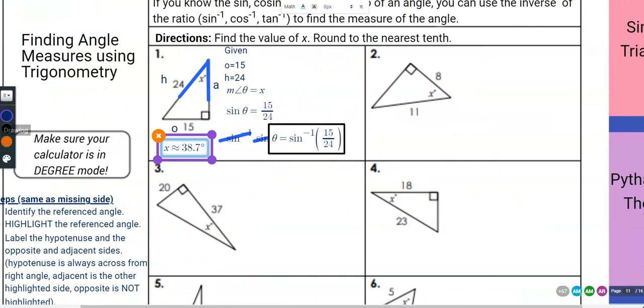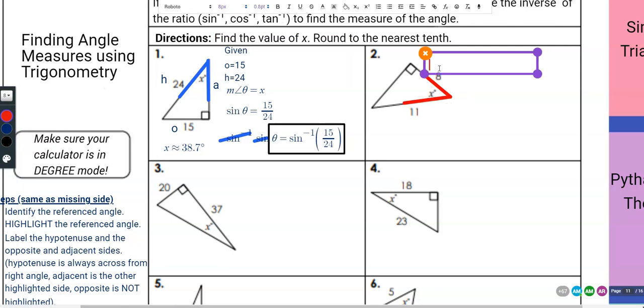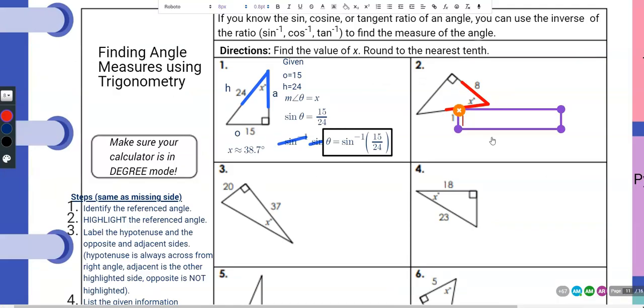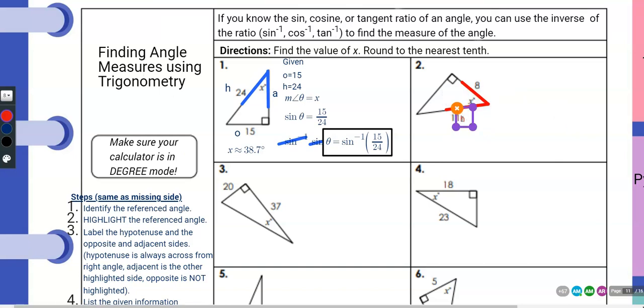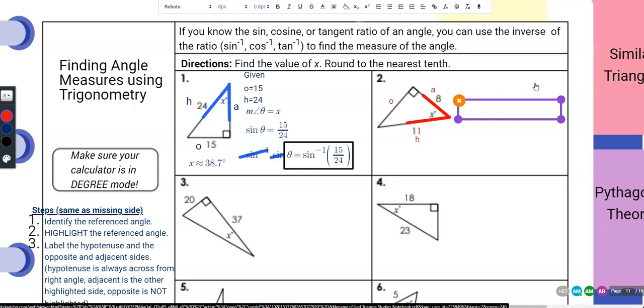Moving on to number 2. We're going to highlight the given angle. So we have this angle right here. We're going to label our sides appropriately. So again, our hypotenuse is, sorry about that. If you click too close to the top of the page, it will send you to the front. So our hypotenuse is across from the right angle, and therefore I'm going to label this side H. My other highlighted side is adjacent, and my unhighlighted side is the opposite side.